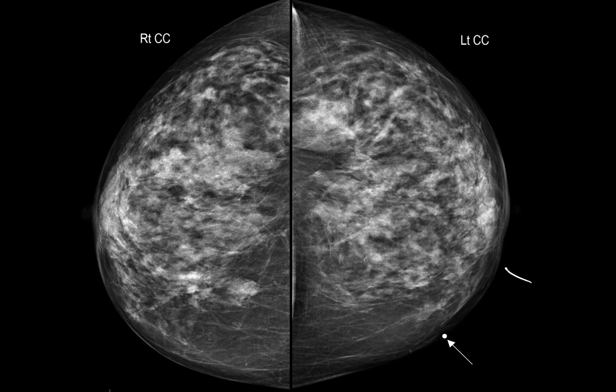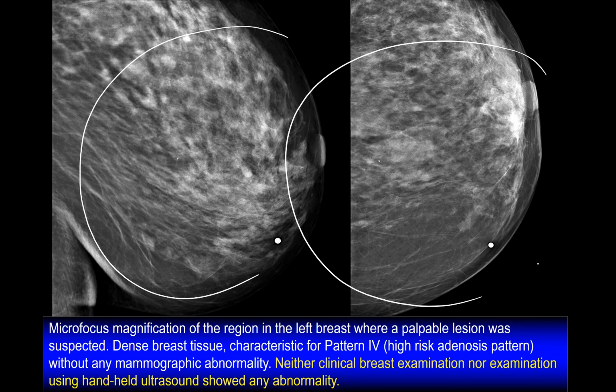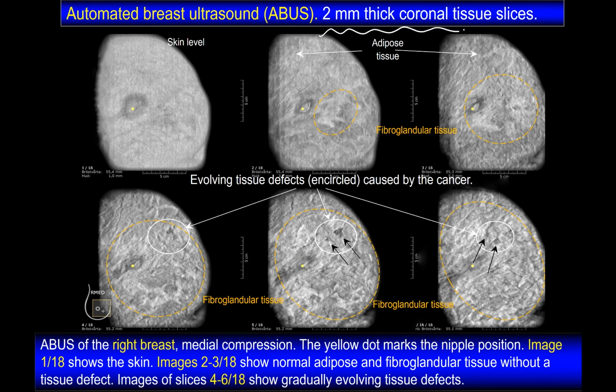But the conventional mammogram couldn't show any tumor mass or calcifications in either breast, not even on the microfocus magnification images of the region where the referring physician thought to palpate an abnormality. Then, because of the very extensive fibroglandular tissue, we performed ABUS. And ABUS provides these beautiful 2 millimeter thick consecutive coronal tissue slices. Here is the skin level, and then the 2 millimeter and the 4 millimeter deep to the skin.